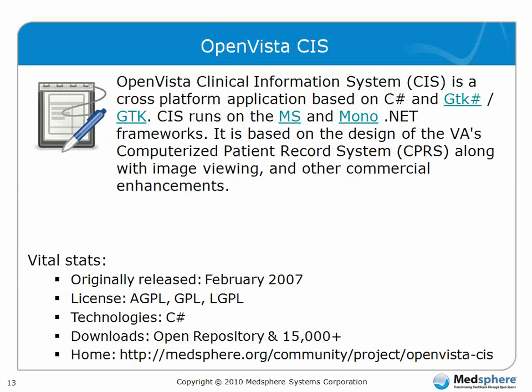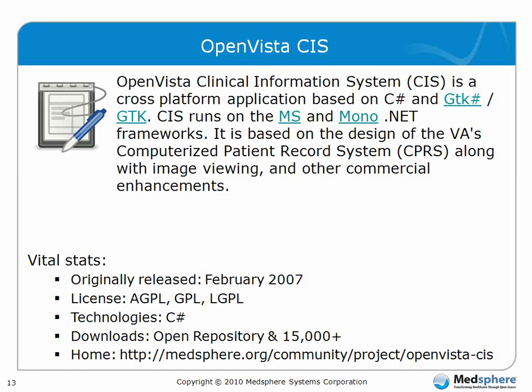Okay, OpenVista CIS. This is a C# re-engineering project around the CPRS product. It was primarily written using GTK, which is a cross-platform toolkit. So it allows us to run on multiple platforms, Windows, Linux primarily, and Mac OS. We have run it on Mac OS, but it's not one of our target platforms. So this was released. You can see the licenses.